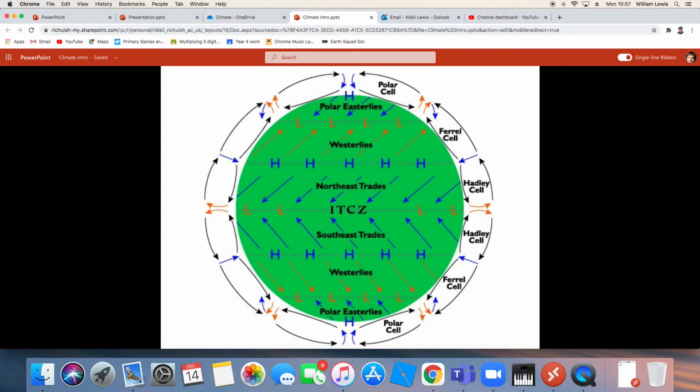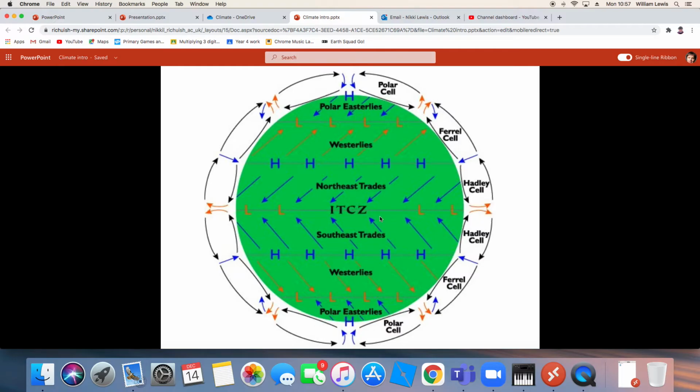Then we've got a few what I call complicating factors. If you're already thinking that this model is horrible, apologies, it does get a little bit more complicated. I now need to talk to you about this, the ITCZ, and I need to talk to you about these arrows going in funny directions here.